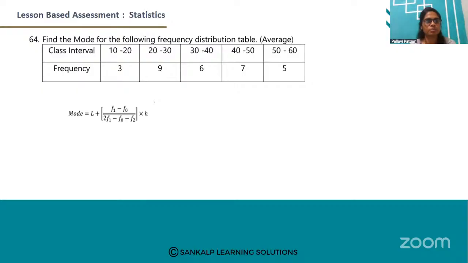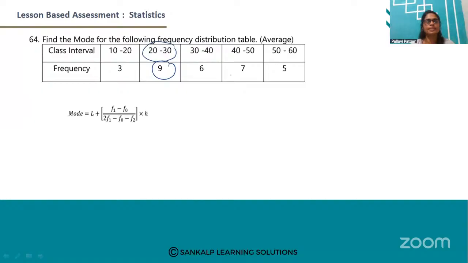Look at question number 64. Find the mode for the following frequency distribution table. Here the modal class is the class interval with the highest frequency. The highest frequency is 9, which corresponds to the class interval 20 to 30.